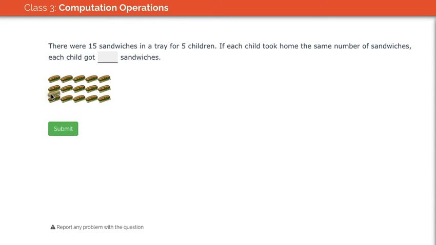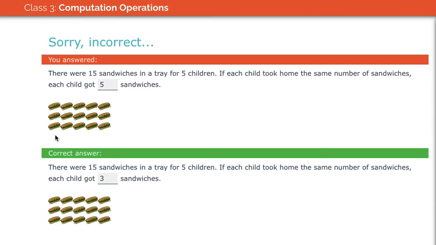So let's see if each child took 3 sandwiches home. 3, 1, 2, 3, 4, 5. That will be perfect for everyone. Then they will get equal. And 3 times 5 is 15. 3 times 1 is 3, 3 times 2 is 6, 3 times 3 is 9, 3 times 4 is 12, 3 times 5 is 15. Oh, I am sorry. Very sorry.